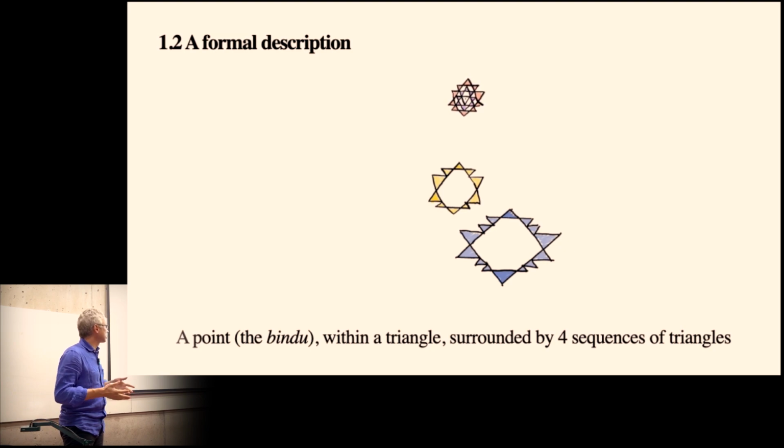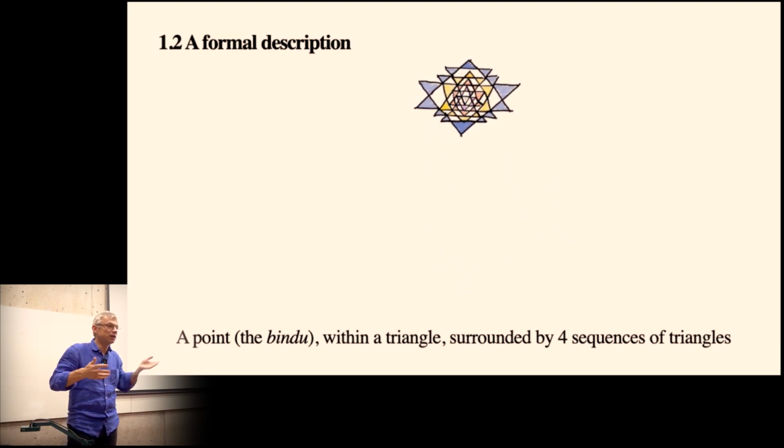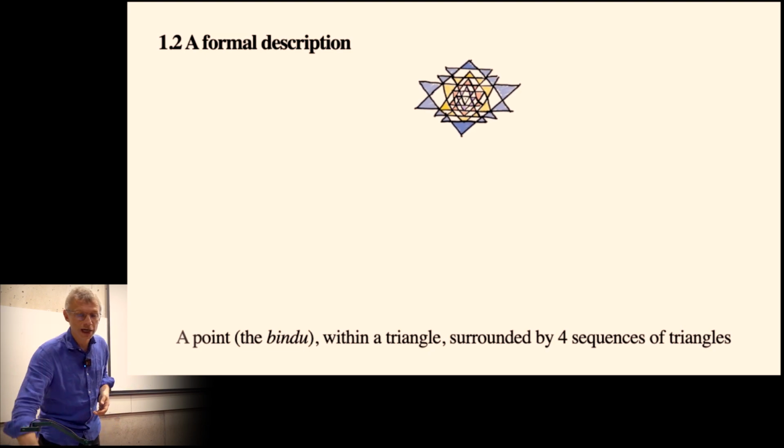And then a sequence of 10 triangles. Then again, a sequence of 10 triangles more. And finally, the sequence of 14 triangles. This, I hope, explains what this verse that I quoted before says.